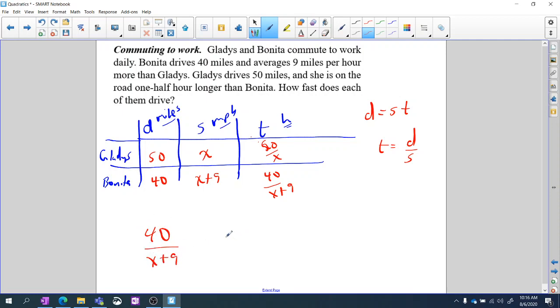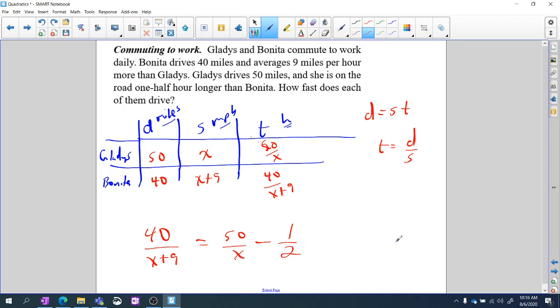and then I'm going to make an equation here, so let me think now. Gladys drives 1/2 hour longer. So that means that if we took Gladys's time, 50 over x, and we took away 1/2 an hour from it, we would get to this type of an equation.